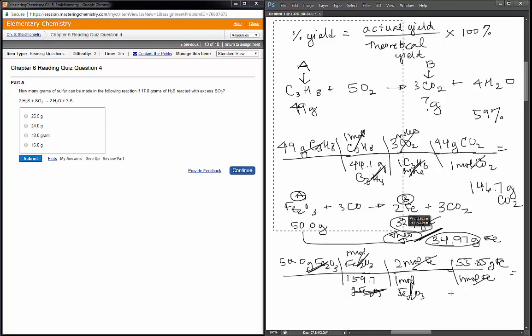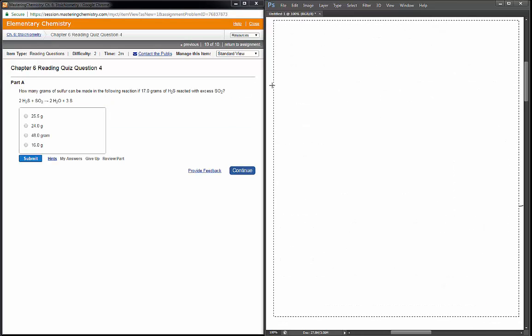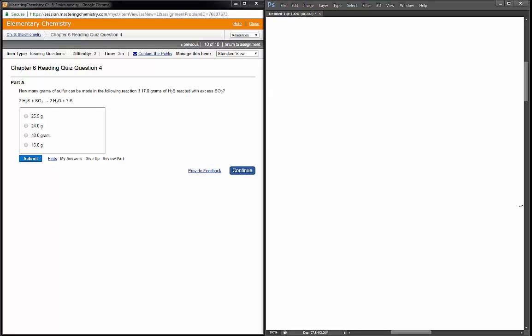Last question is the same type of thing we've been doing, except now in a multiple choice format, which is of course what you're going to see in an exam type setting. So here we have 2 H2S plus SO2 goes to form 2 H2O plus 3S. And they're telling us that if we've got 17 grams of H2S, we've got plenty of SO2, they want to know how much sulfur can be made, how many grams of sulfur.